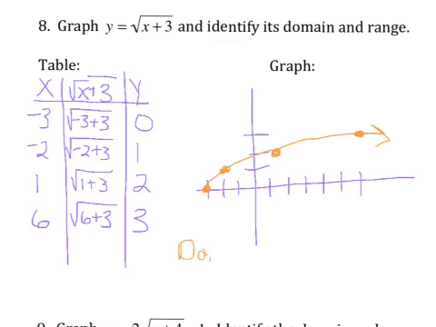The domain of this graph will be x. Let's see, the smallest number that x can be is negative 3, and then it just gets bigger. So x is greater than or equal to negative 3. And the range, it looks like the smallest y is 0, then they just get bigger, so y is greater than or equal to 0.